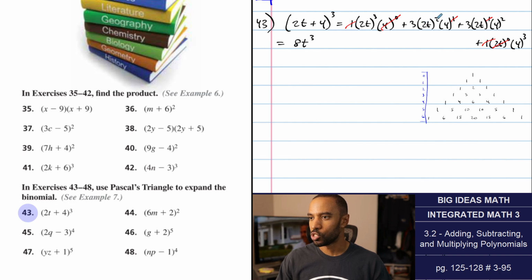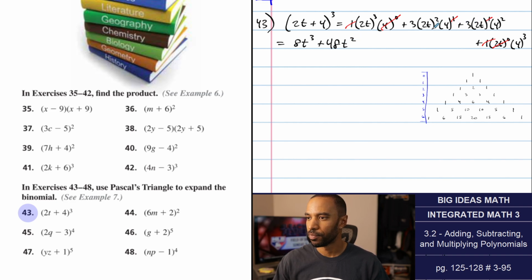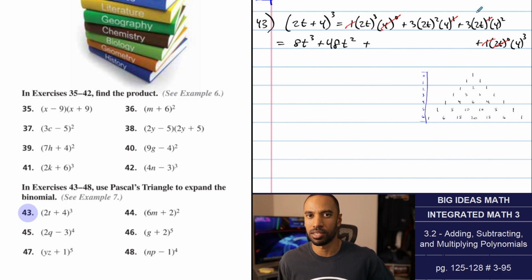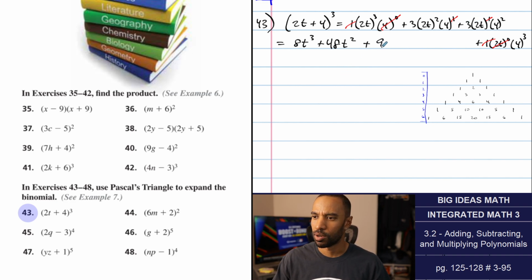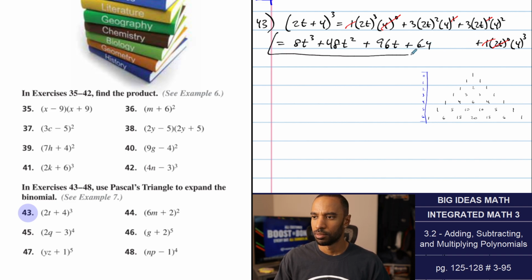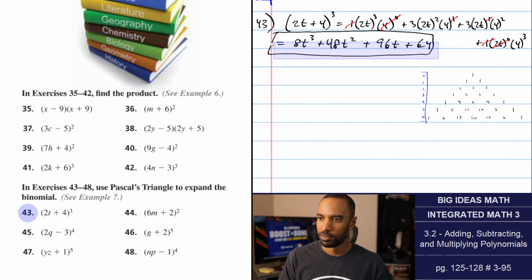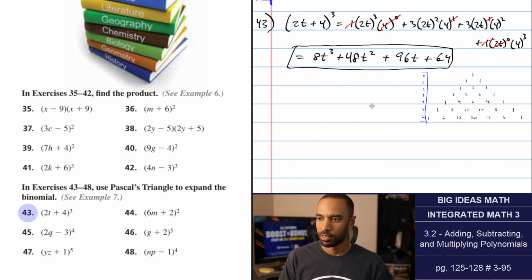I'm looking at the coefficients. 2 squared is 4 times this 12 is 48. So I get 48t squared. I'm just doing this now all in the next step. Plus 4 squared is 16 times this 6 is 96. So 96t plus, and 4 cubed is 64. So there's the final result of that guy on that problem.